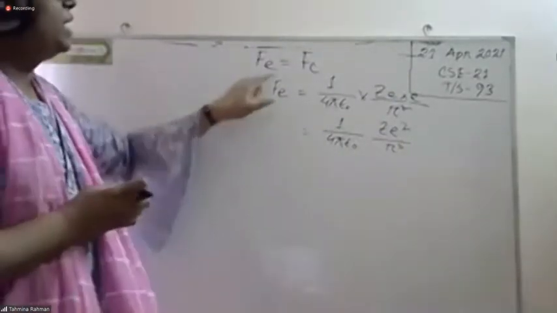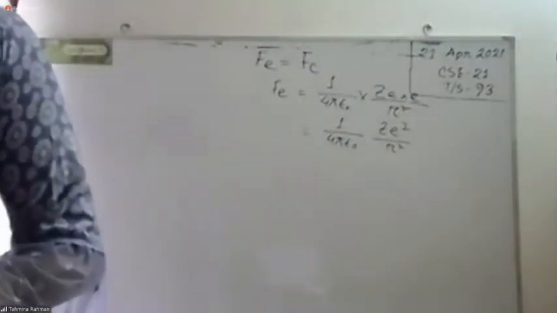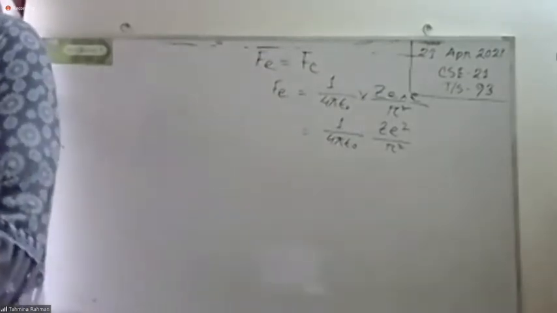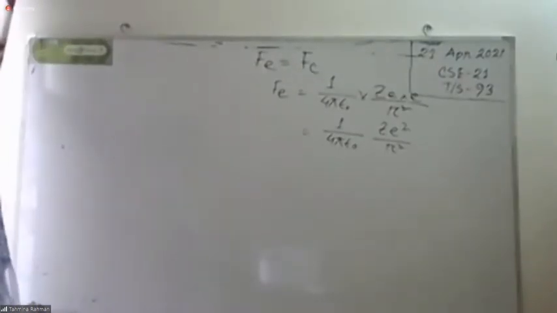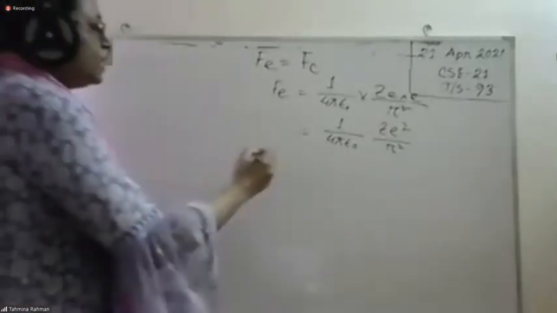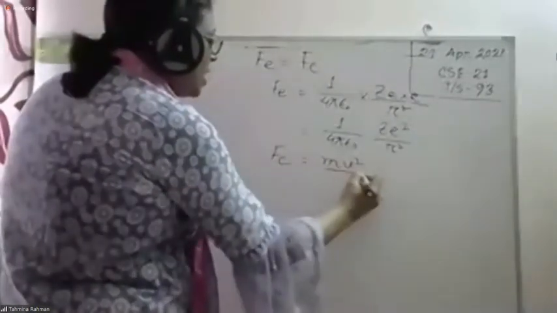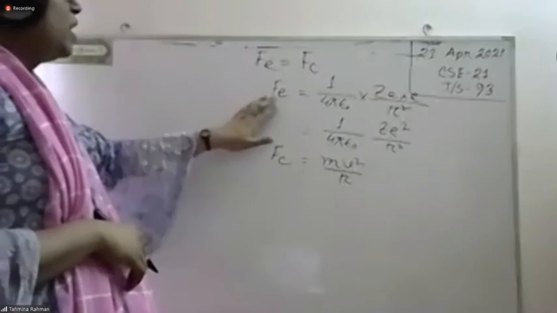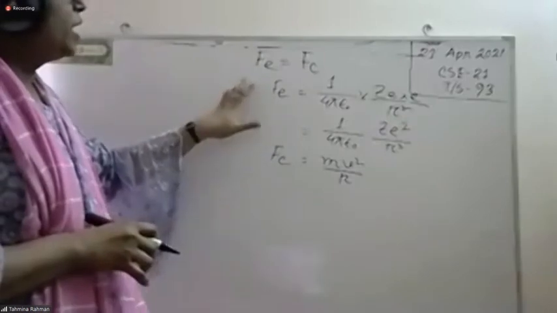Now I need another expression for Fc. What is Fc, what force did we say it was? Centrifugal force. What is the equation for centrifugal force? mv squared by r. Yes. So we get one expression for Fe and another expression for Fc. So we can equate these two.